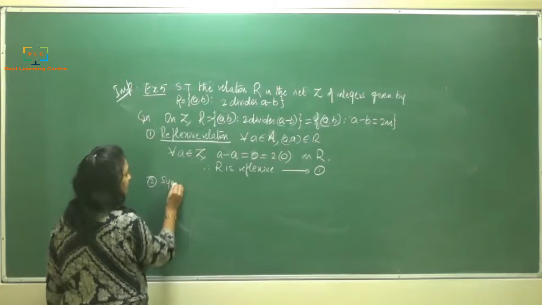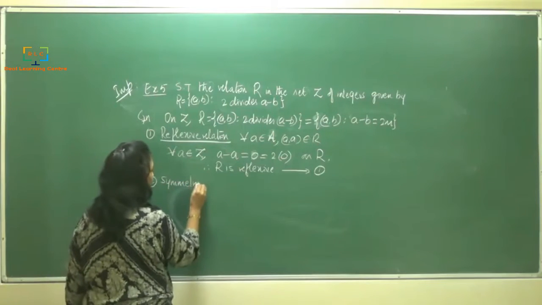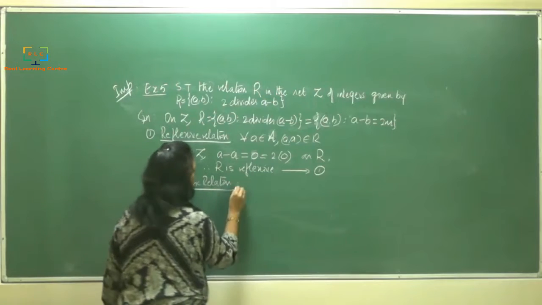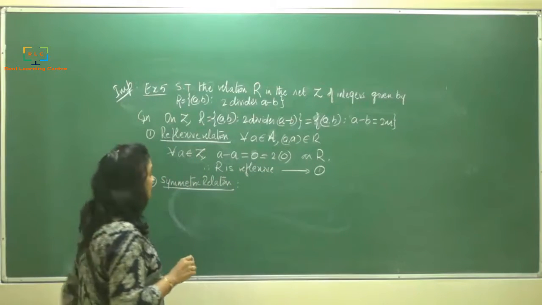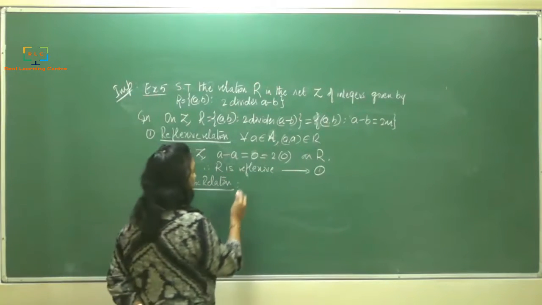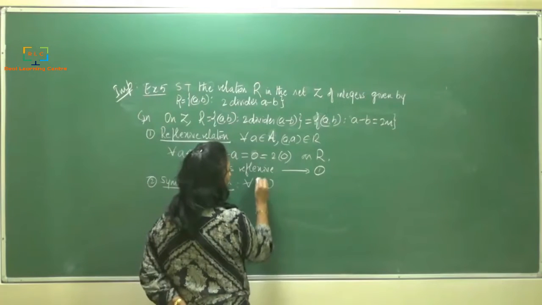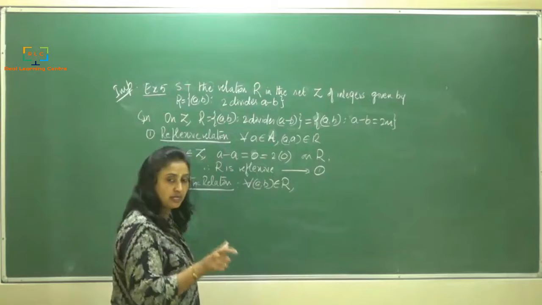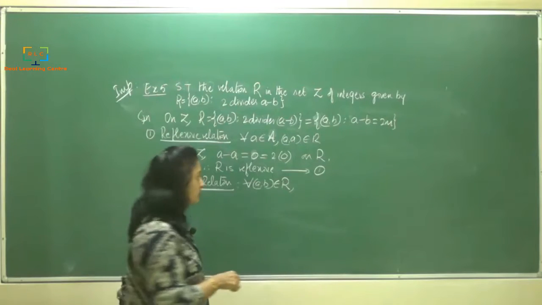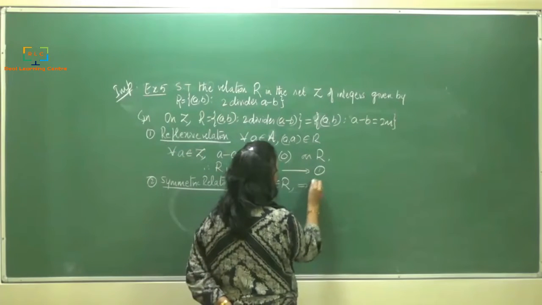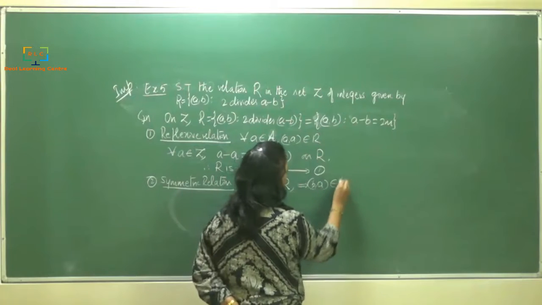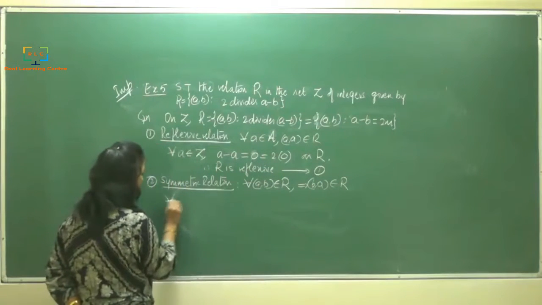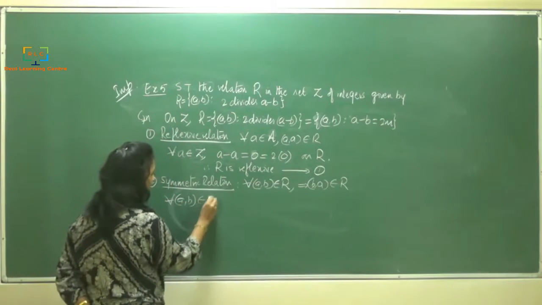Okay, second one. Second one is symmetric relation. Symmetric relation, I shall take two numbers for all (a, b) belonging to the relation R itself. Make it reversed and look into the operation whether it holds good or not. (a, b) belongs to R implies that (b, a) belongs to R. Okay, for all (a, b) belonging to R.